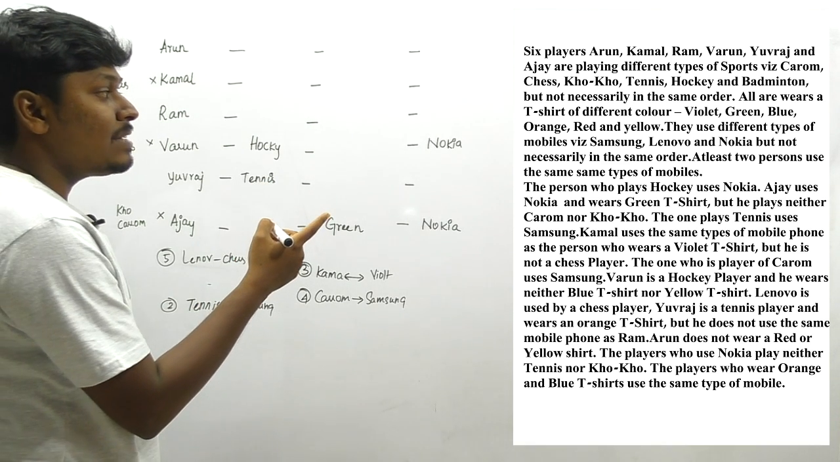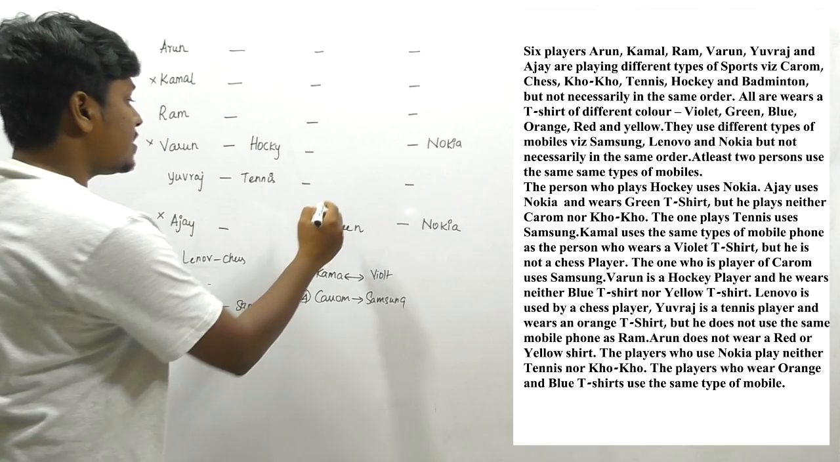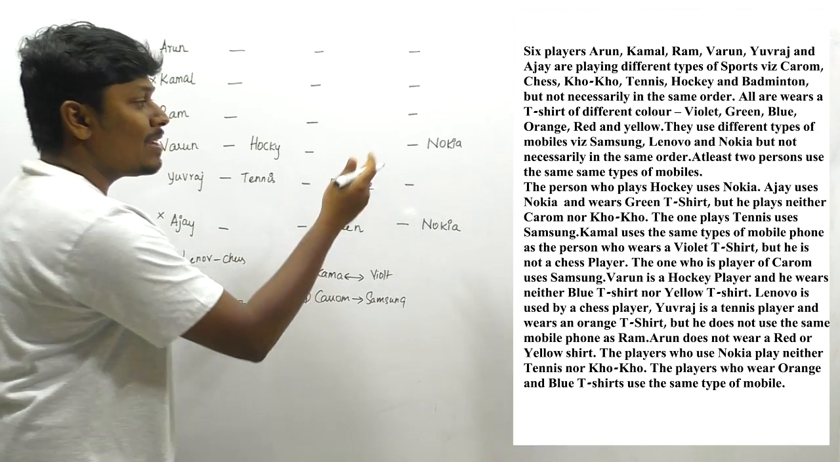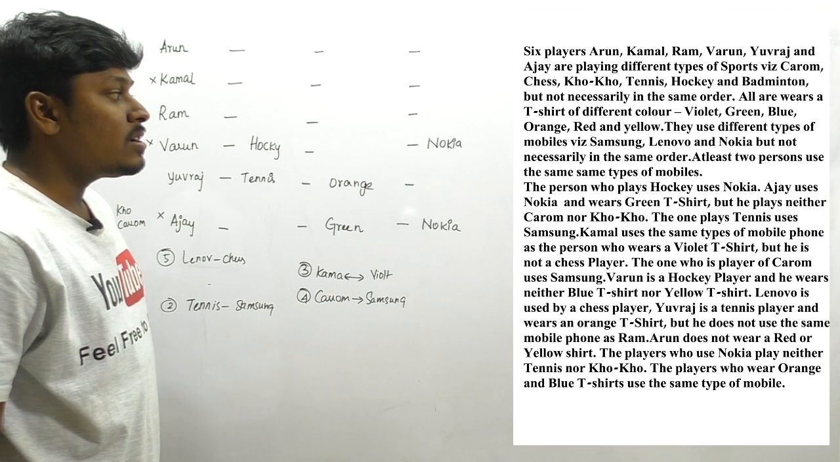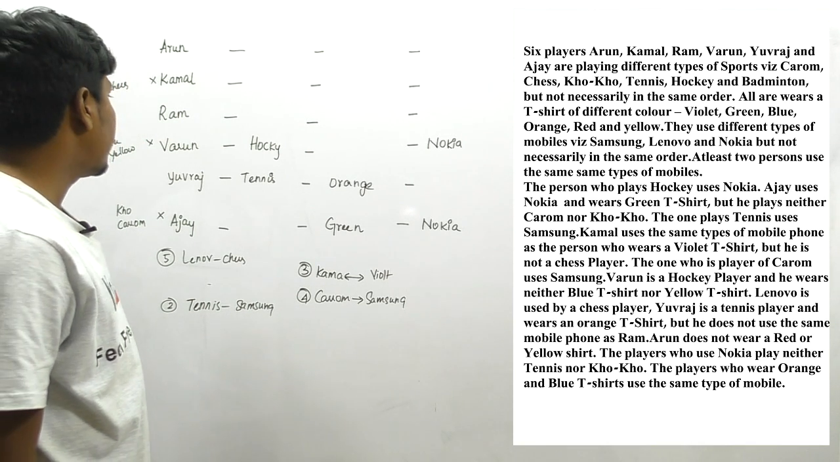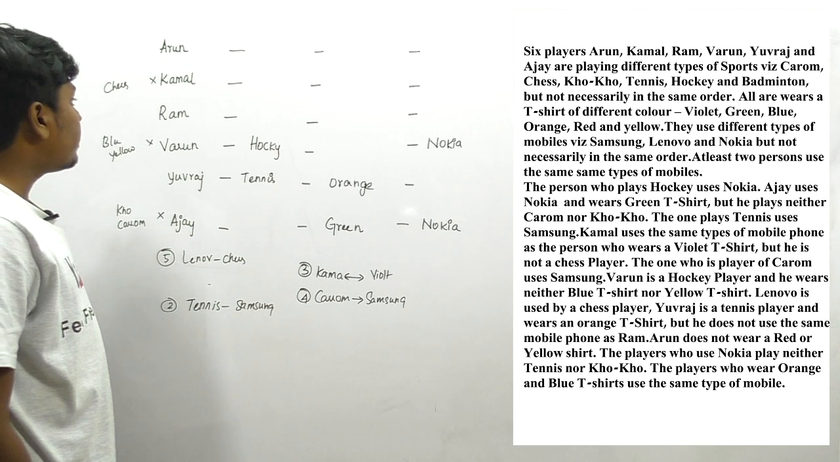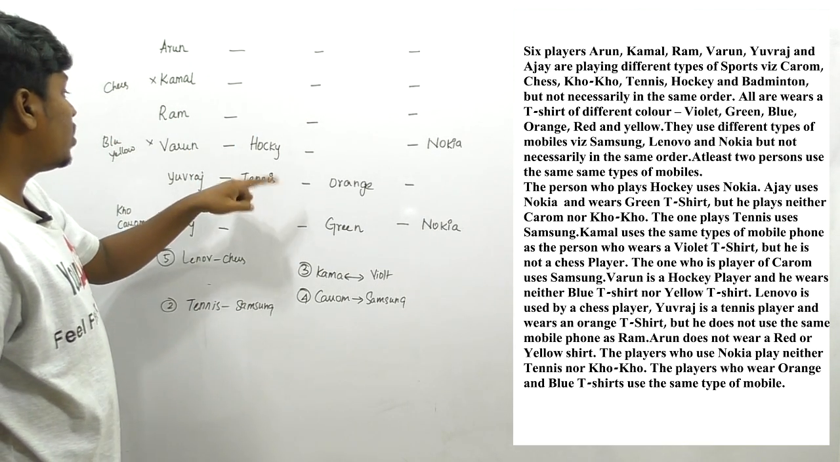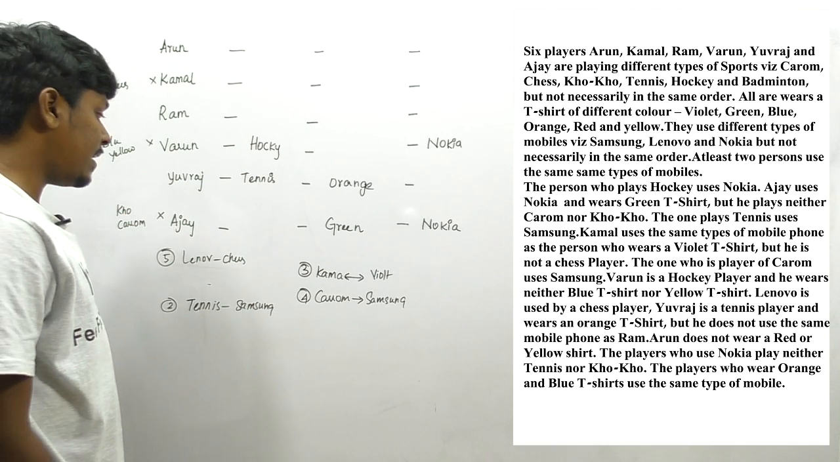And they have given that the person who wears an orange t-shirt. So Yuvraj is wearing an orange t-shirt. Okay, they have given a direct clue, right? Yuvraj is wearing an orange t-shirt, but he does not use the same mobile as Rom. We don't know what mobile Rom is using, but Yuvraj and Rom are not using the same mobile.